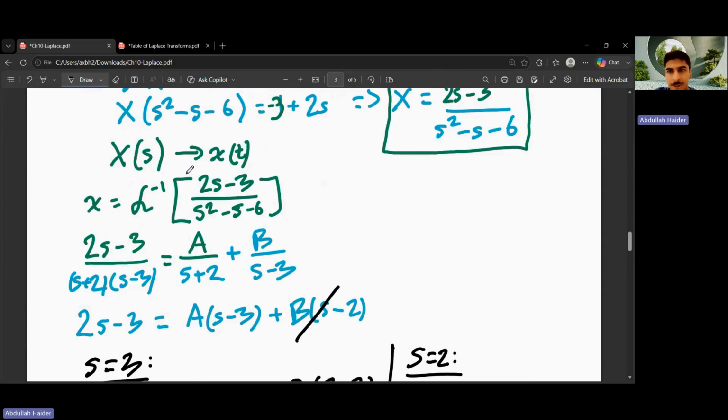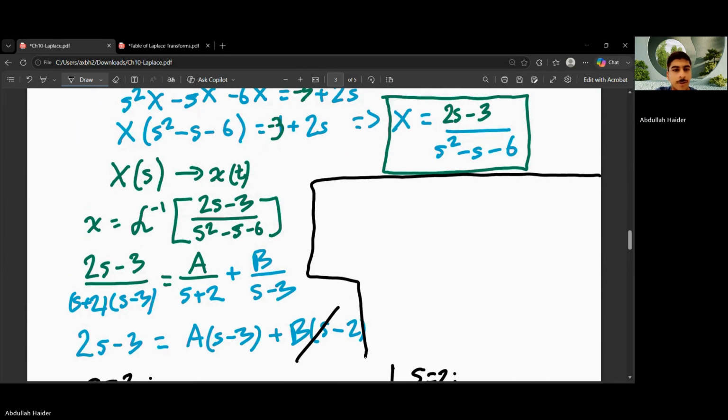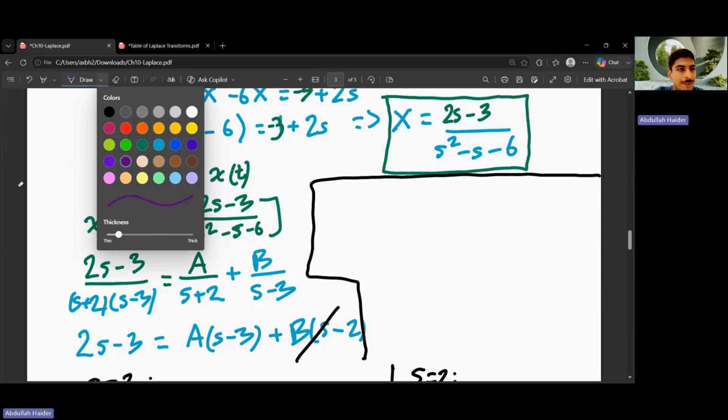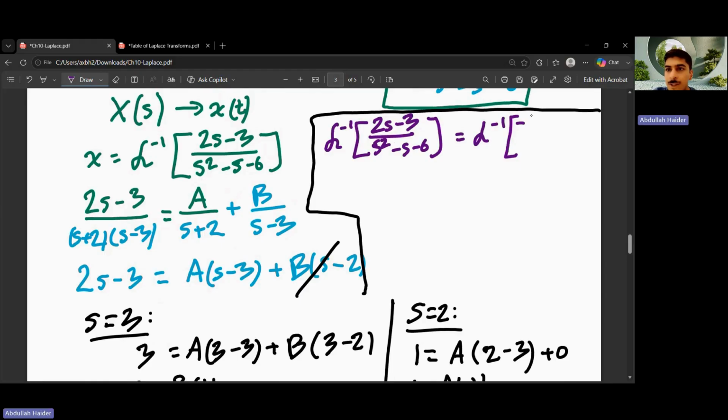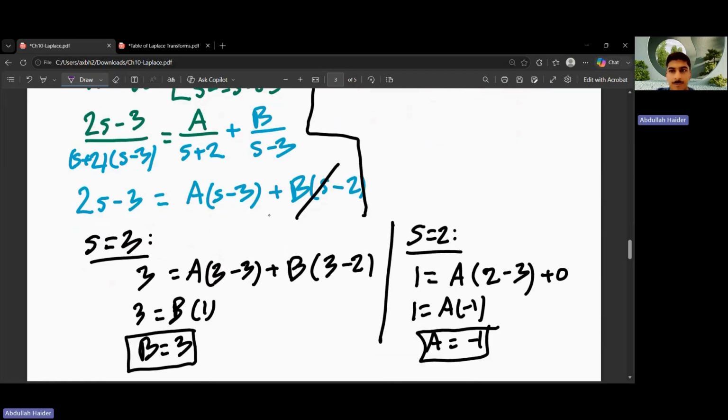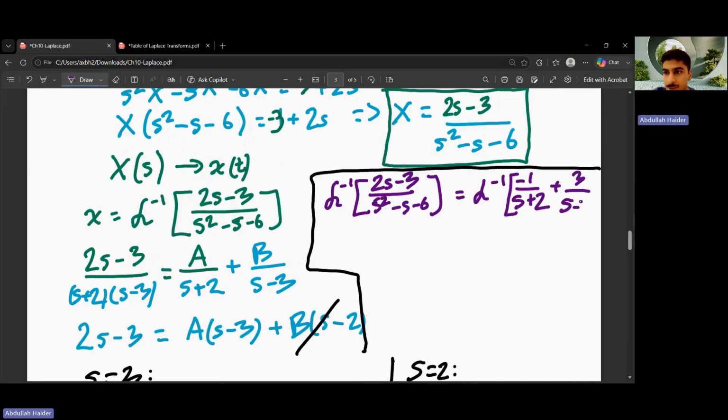Let's see how we can do this. So now you can basically say that the Laplace inverse of this fraction, 2s minus 3 over s squared minus s minus 6, is basically the Laplace inverse of, now A is minus 1 over s plus 2 plus B, 3 over s minus 3.